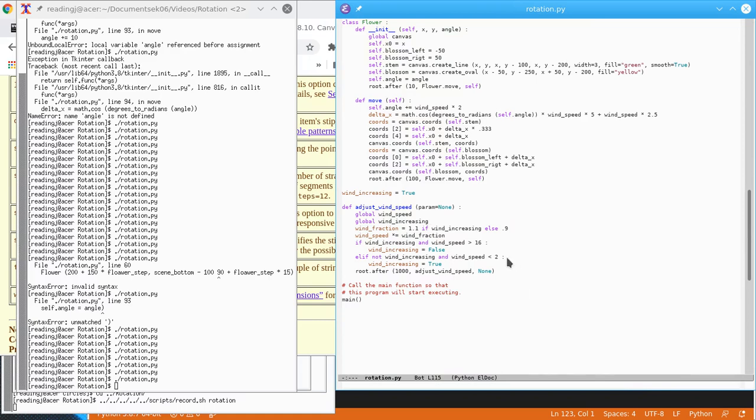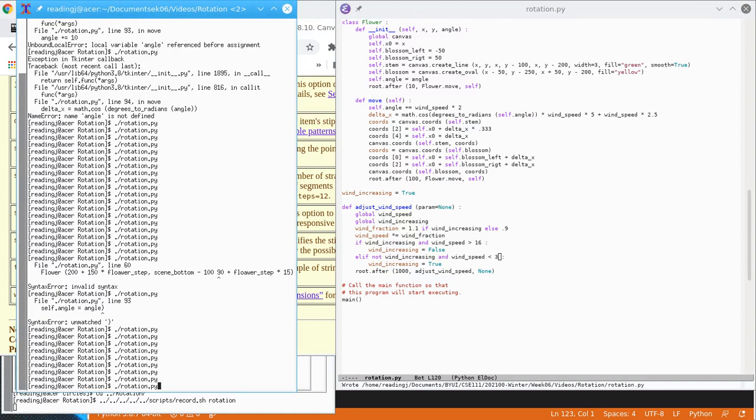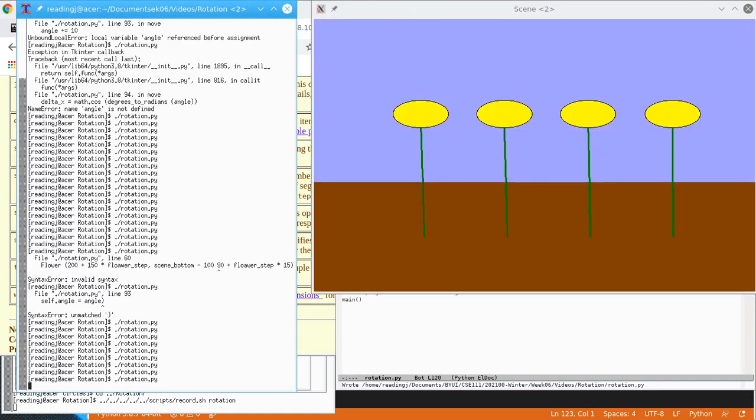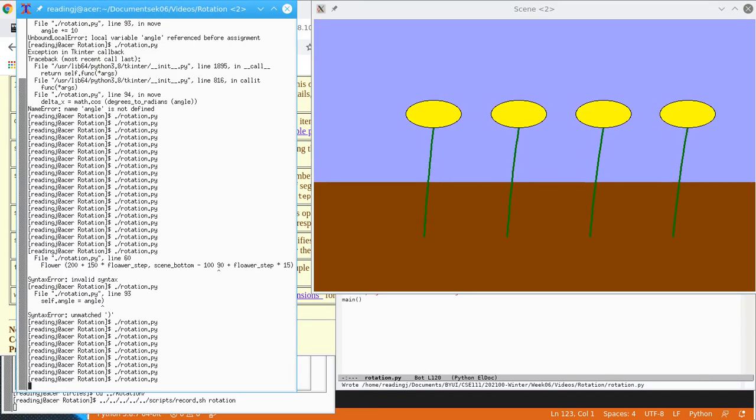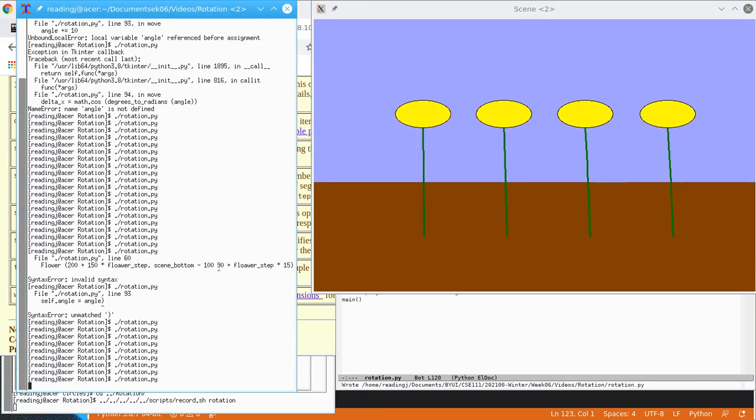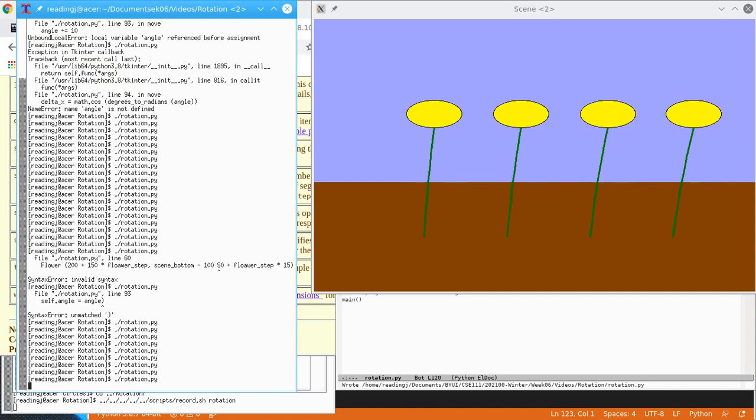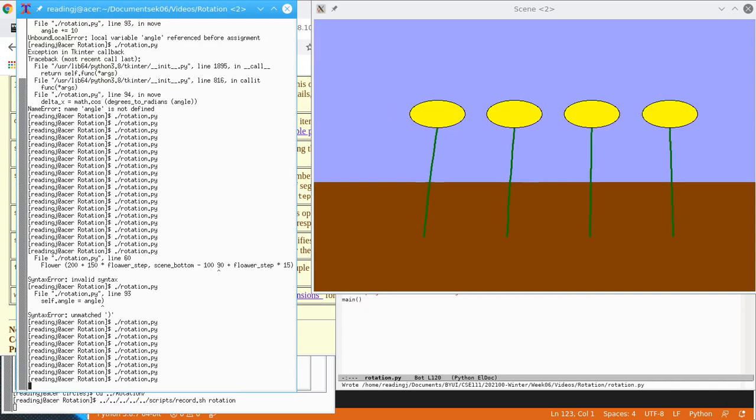So maybe we want the wind speed never to go below 3. Let's see. Like I said, you can keep messing with this forever. I don't remember what I started. Oh, I started wind speed at 2. But hereafter it'll never go below 3. Okay, so the wind's whipping stronger.